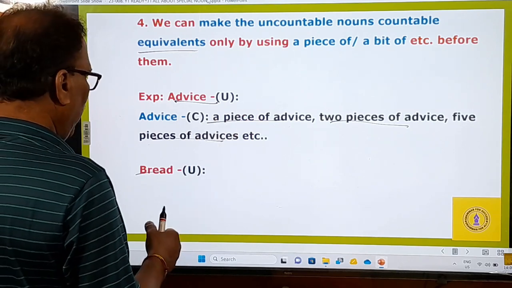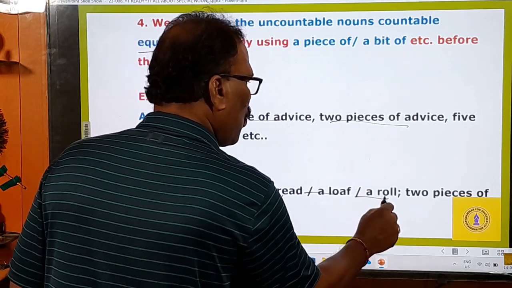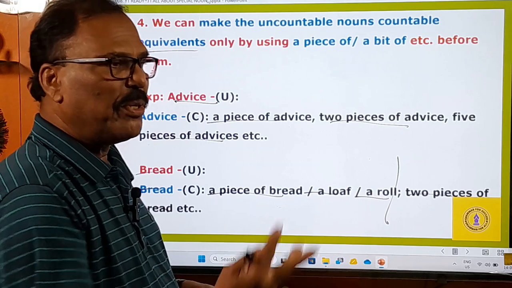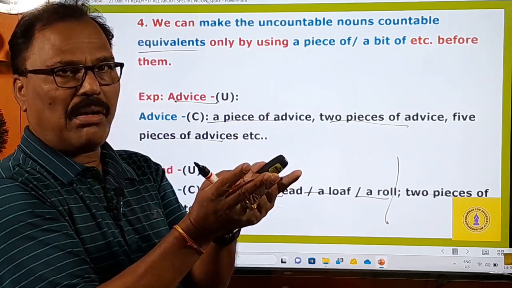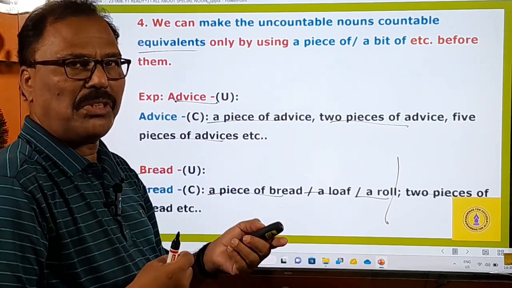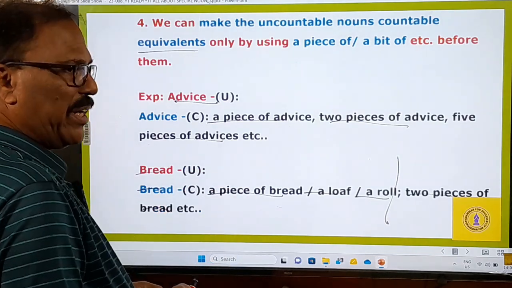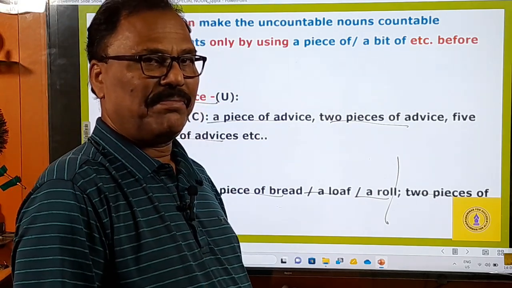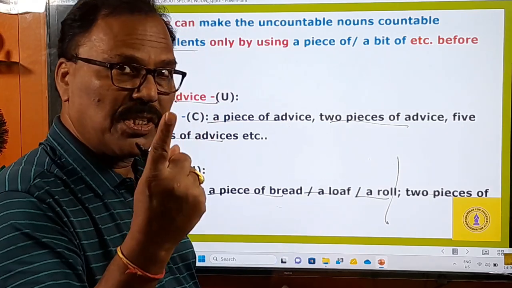And bread is there. Bread means, you know very well, a piece of bread, a loaf, a roll also you can say. Give me two pieces of bread. You cannot say two breads, no. Bread itself is a whole, an uncountable noun, you cannot count it. So if you want to make it countable, you must say a piece of bread, two pieces of bread, three pieces of bread. Today in the morning, I have eaten five pieces of bread. You can also say five loaves, five rolls.